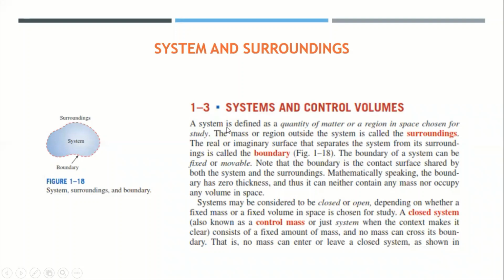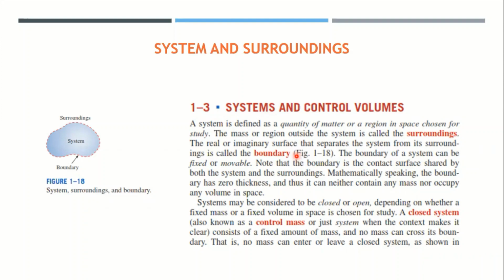The same way, the system also. A system is defined as a quantity of matter or region in space which is chosen for study. The mass or region outside the system, whatever is outside the system, we call it surroundings. The real or imaginary surface that separates the system from surroundings, you see in a cricket pitch, you can see a rope which forms a boundary line. That boundary line, either real or imaginary surface that separates the system from its surroundings, is called the boundary. Able to understand what is system, what is meant by surroundings, what is meant by boundary?